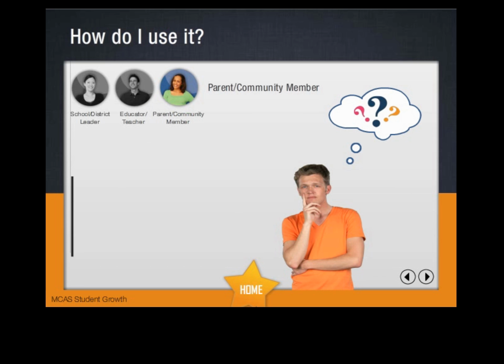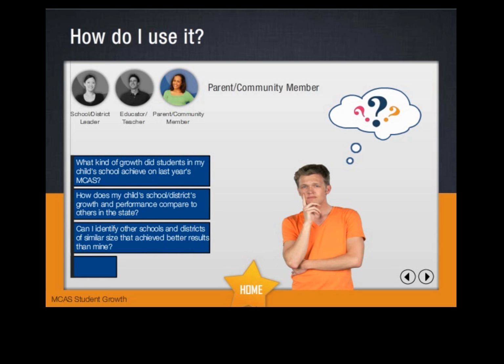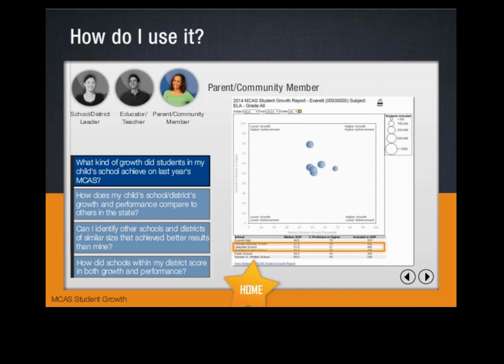As you look through the report, think about some of the questions you want to answer to help focus your navigation. You might want to know the median SGP in your child's school to see how much growth students achieved on last year's MCAS test. Higher levels of growth can indicate that strategies the school has been implementing are working to help more students learn more, as compared to similar students in other schools and districts.